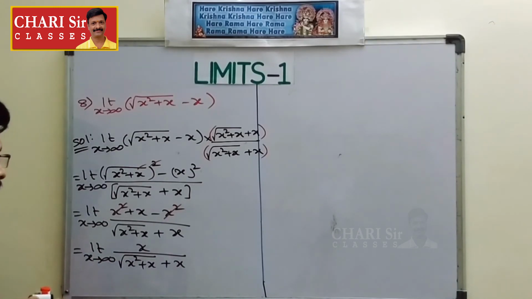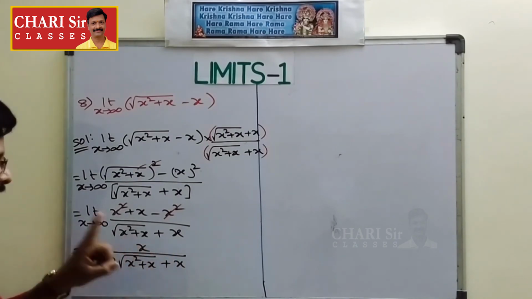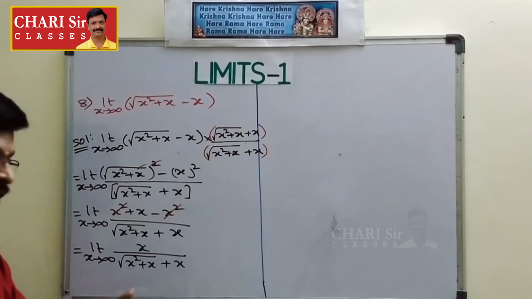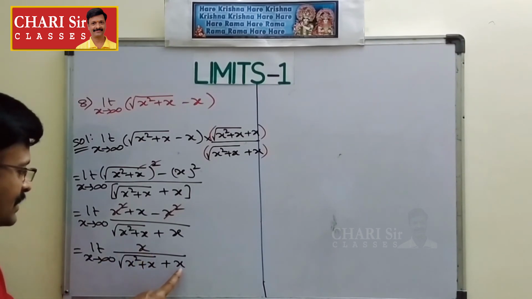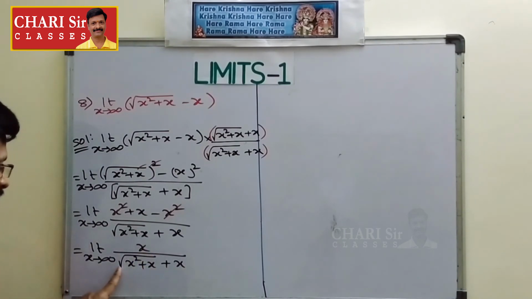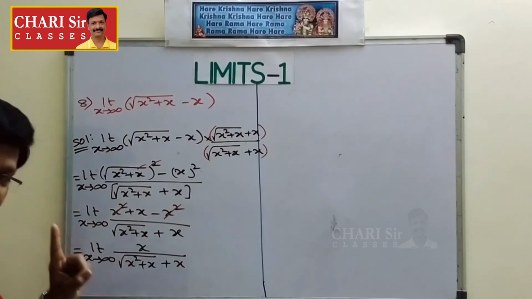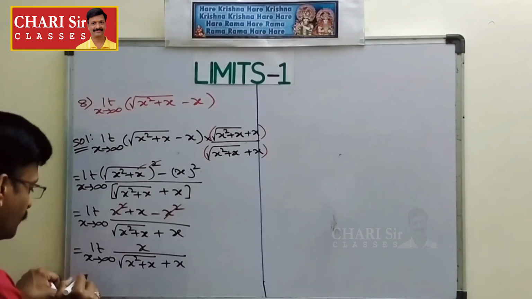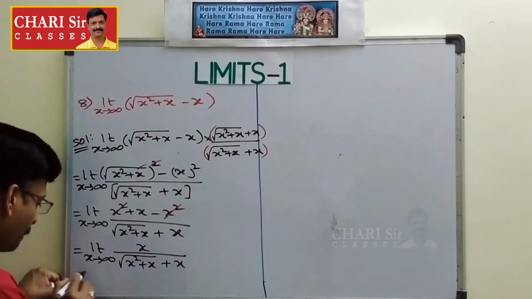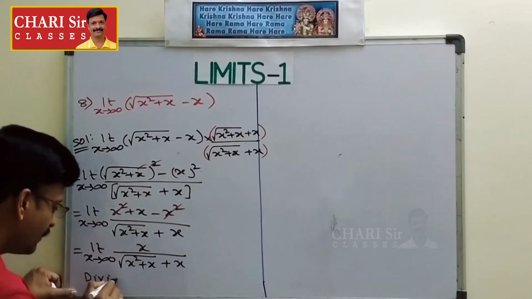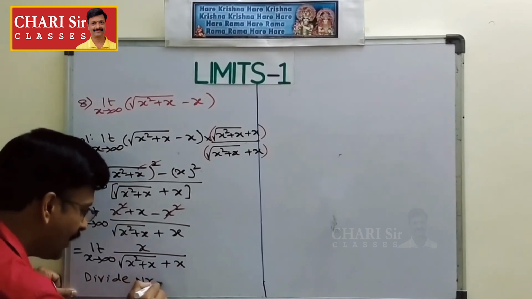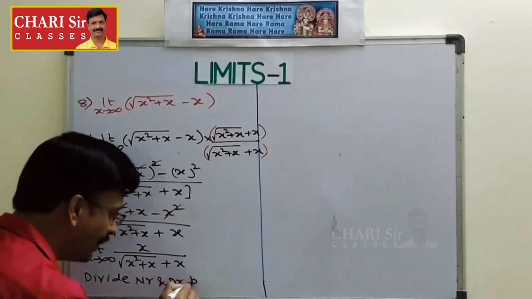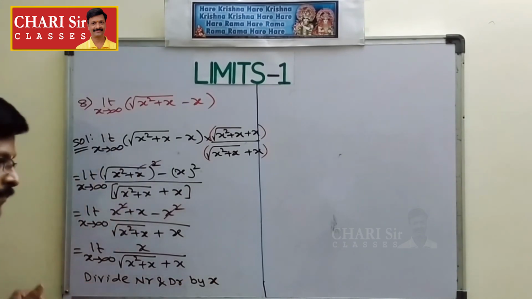So what to do? The degree of the numerator is 1. The highest power of the variable is 1 here. Here also the highest power of the variable is 1 because square root is there, square and square root becomes x, and here also x. So the highest power is 1. So therefore you need to divide numerator and denominator by x.